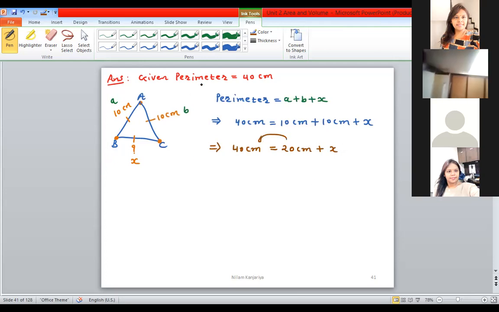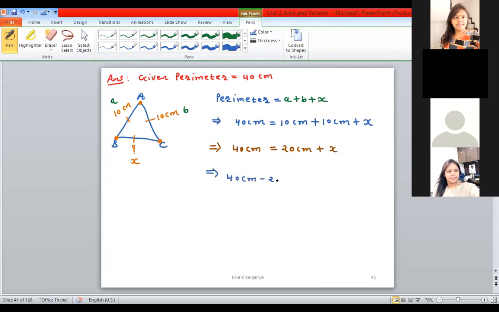20 is moved here, so its sign is changed. So 40 minus 20 centimeter is equal to X centimeter, because all the sides are in the same unit. All the triangle sides have the same unit. 40 minus 20 is 20 centimeter. So your remaining side BC has length 20 centimeter. So BC is equal to 20 centimeter.